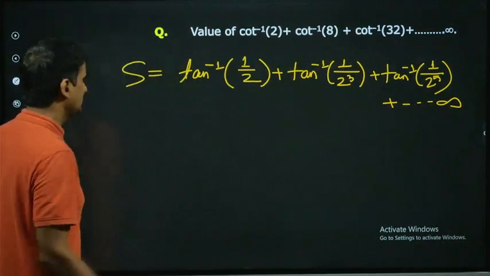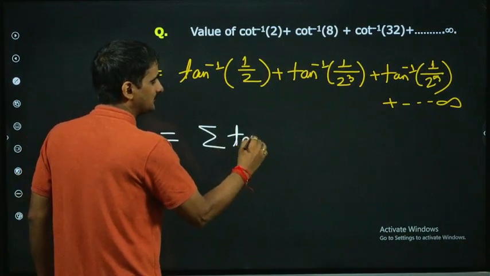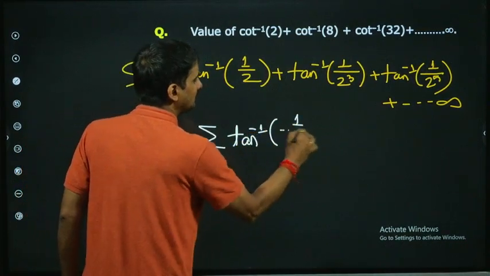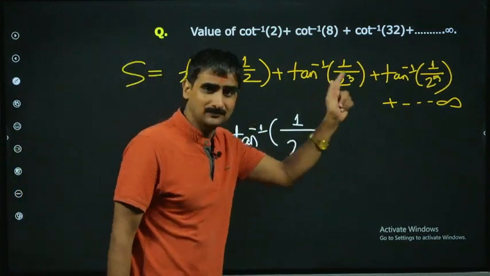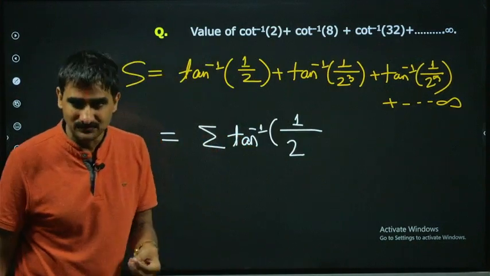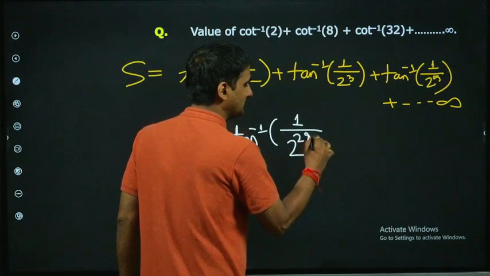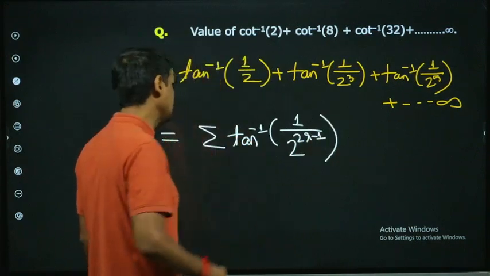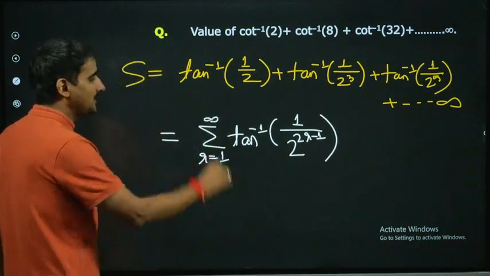So if I go for the general term, what can I write? Summation of tan inverse of 1 by 2 raised to the power, the powers in the denominator 1, 3, 5, that form a simple AP with a common difference of 2. So if you write the R-th term, it will be 2R minus 1, isn't it, bachcho? Where R starts with 1 and of course goes till infinity.